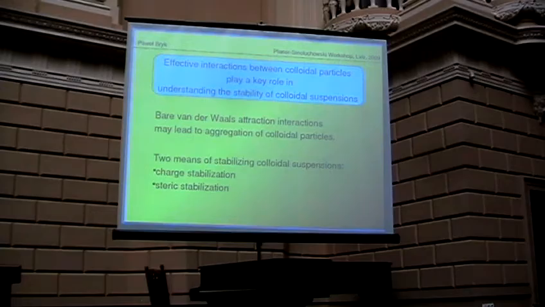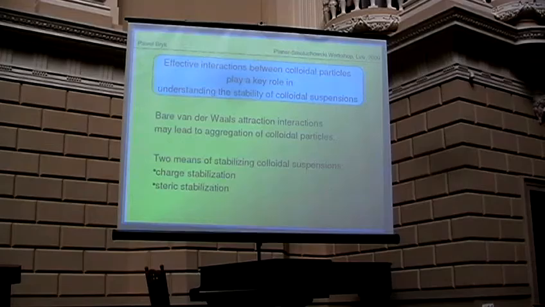Another typical way of stabilizing colloidal suspensions would be steric stabilization, in which the surface of a colloid is coated with a polymer layer, and the entropy cost associated with overlapping of polymer layers belonging to two different colloidal particles will give rise to a repulsion, and hence it will also stabilize the suspension.